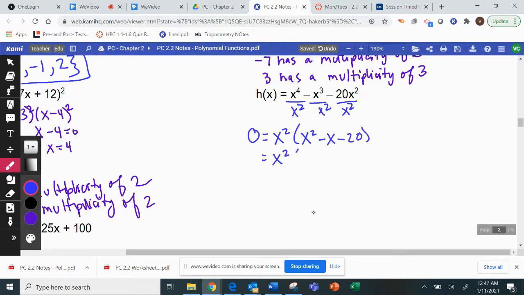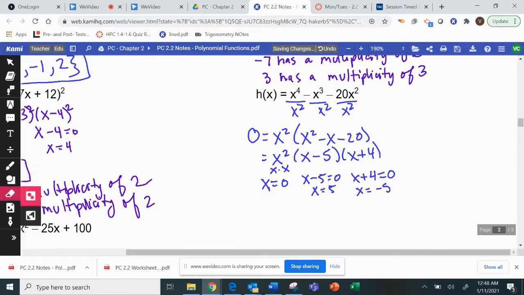And I can factor it further. And now we have it factored. X squared is not a linear factor, but x and x separately are, so that's okay the way that it's written. x equals 0, x minus 5 equals 0, x plus 4 equals 0. So we get 0, 5, and negative 4.